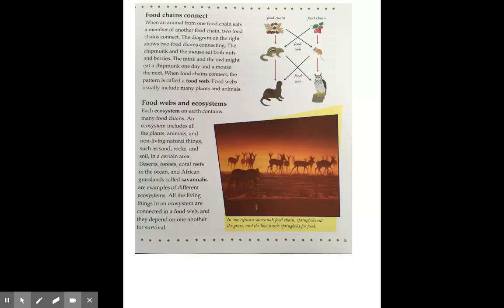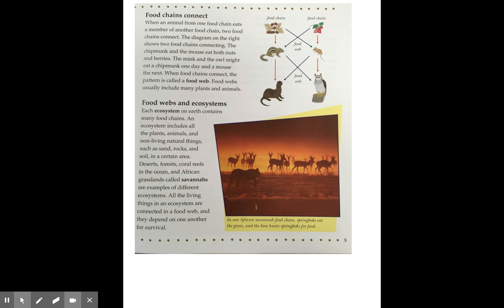Food chains connect. When an animal from one food chain eats a member of another food chain, 2 food chains connect. The diagram on the right shows 2 food chains connecting. The chipmunk and the mouse eat both nuts and berries. The mink and the owl might eat a chipmunk one day and a mouse the next. When food chains connect, the pattern is called a food web. Food webs usually include many plants and animals.